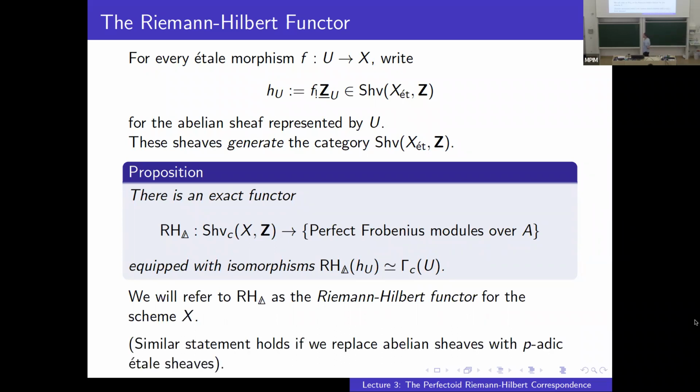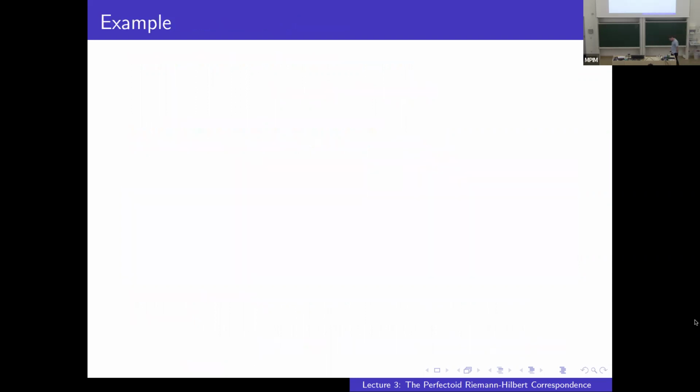Maybe one remark is that this might look a little weird to you. It's maybe a little bit strange to talk about sheaves on X where the coefficient ring is not finite. So if you prefer, you could replace the category of abelian sheaves with p-adic étale sheaves, and you would have the same statement. So I'm not going to prove this proposition to you, but I want to just give you a sense of the kind of thing that it's saying and the kind of thing that goes into the proof. So let me do an example.